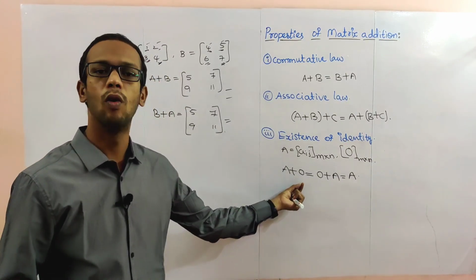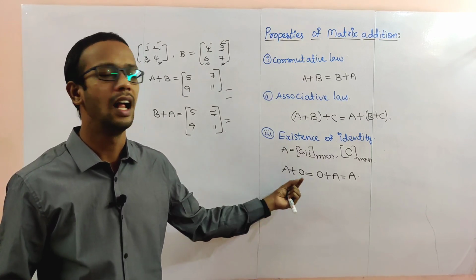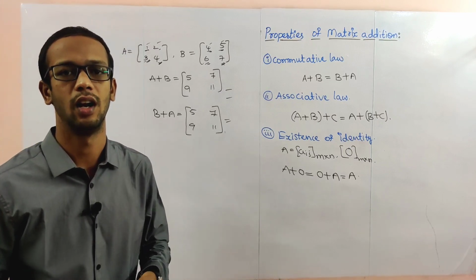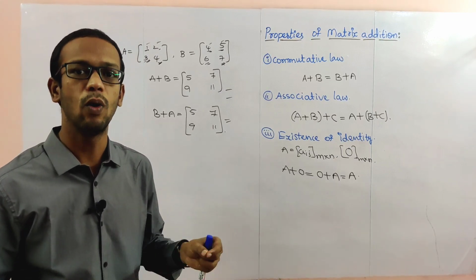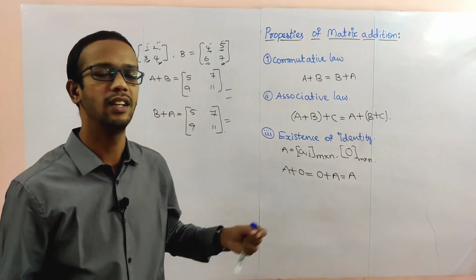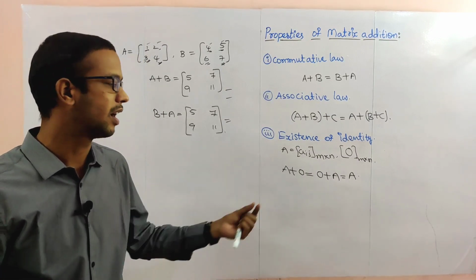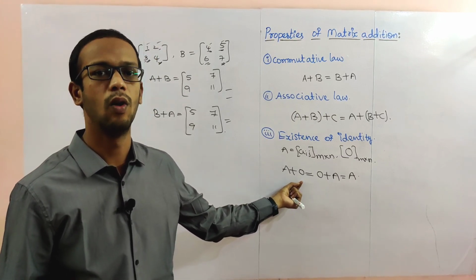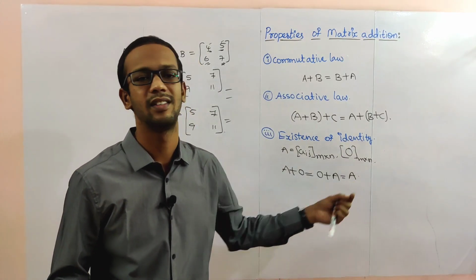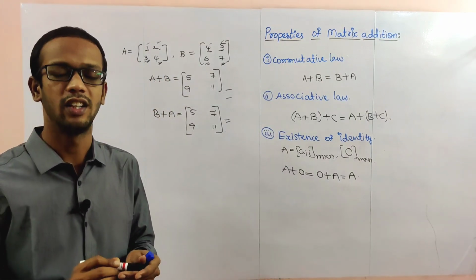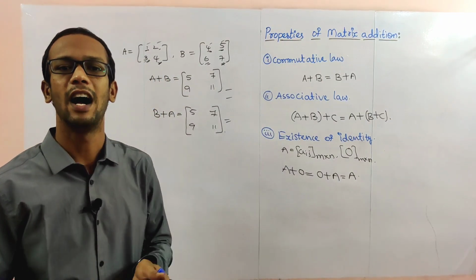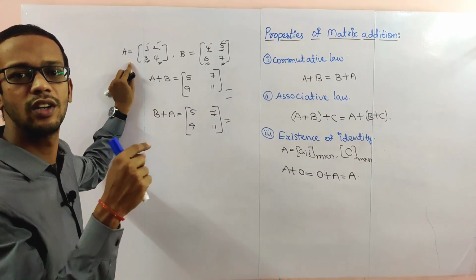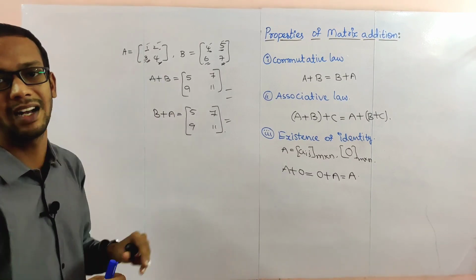So zero matrix is called additive identity of matrices under addition. Additive identity is zero matrix. Why? Because if you take any matrix with the same order, A plus O or O plus A, compulsory you will get the same matrix. So this is called existence of identity. If you take this matrix and add 0 0 0, what you will get? Same matrix you will get.